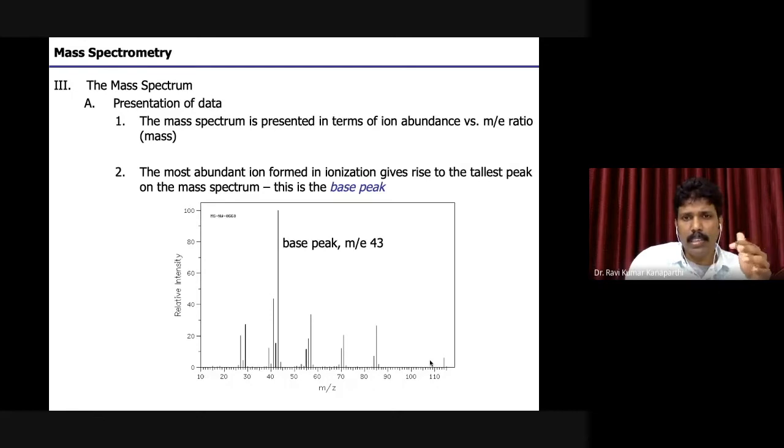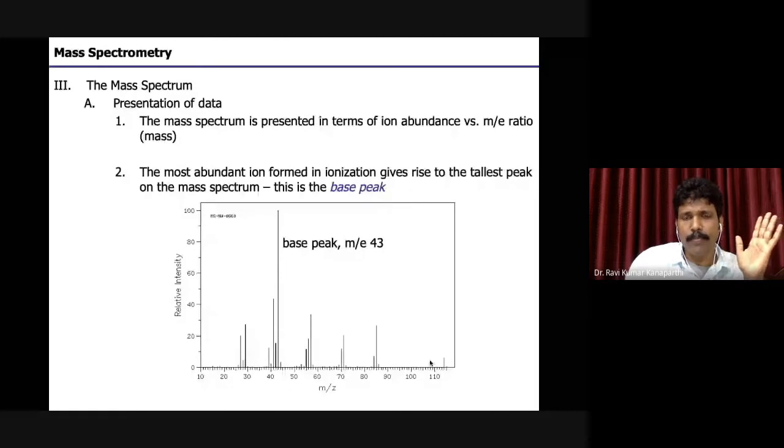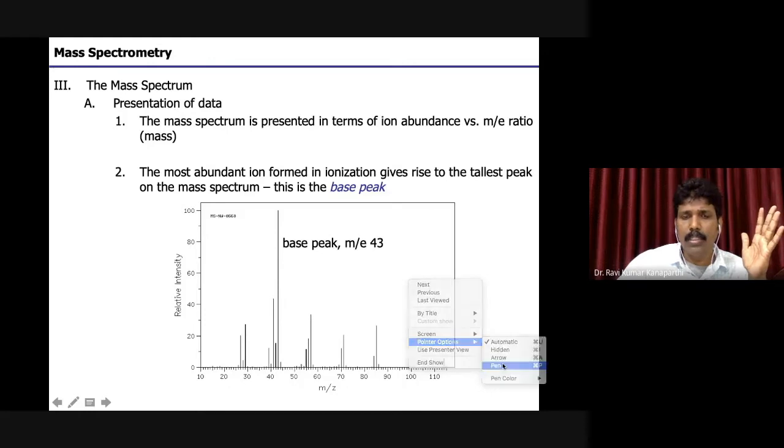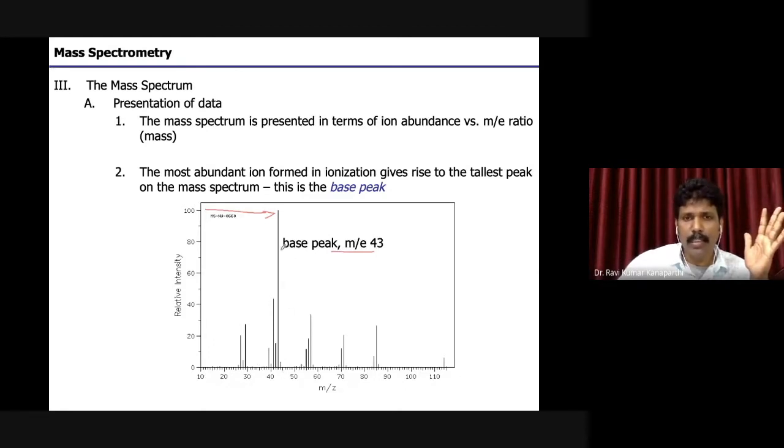Now I will explain some general features of the mass spectrum that we come across. I already mentioned that a mass spectrum is a plot of m by z value versus the relative abundance of the fragments. That includes the molecular ion as well as the fragments. The peak which has 100% relative abundance we call the base peak, and in this particular spectrum, the base peak is at 43.